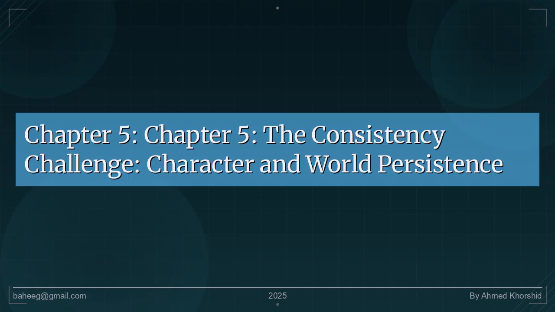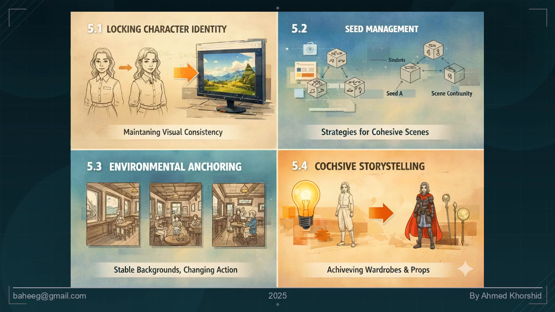Chapter 5, The Consistency Challenge, Character and World Persistence. Section 5.1, Techniques for Locking Character Identity Across Multiple Generations. Section 5.2, Seed Management Strategies for Maintaining Scene Continuity. Section 5.3, Environmental Anchoring, Keeping the Background Stable While Action Changes. Section 5.4, Creating Cohesive Wardrobes and Props for Sequential Storytelling.